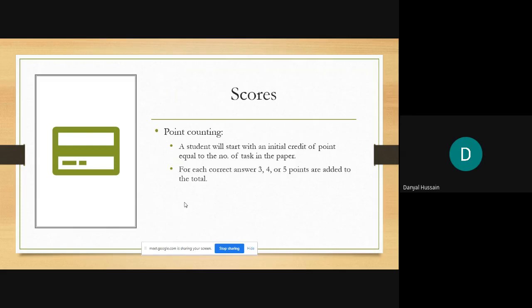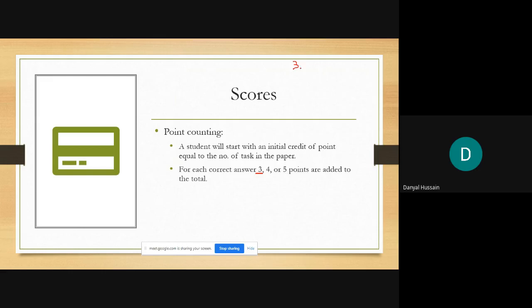For each correct answer, 3, 4, or 5 points are added to the total. It depends upon the difficulty level of the task. Some tasks have 3 points. One portion of this contest has 4-point questions, and the last portion of this contest has 5-point questions. It means if you mark one correct option from the 3-point portion, you will get 3 points.